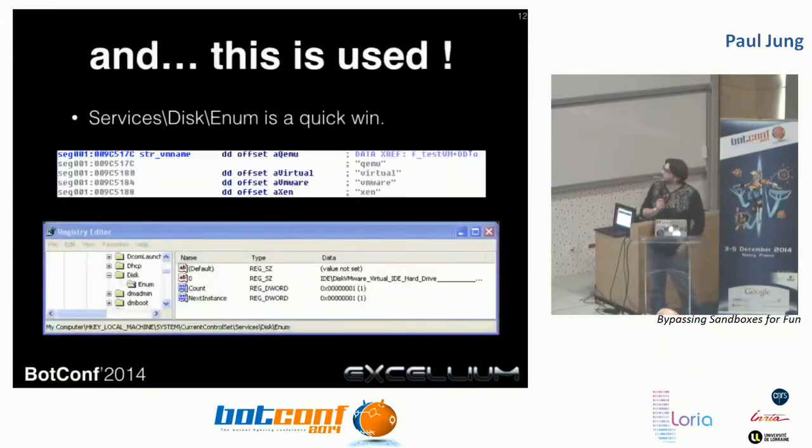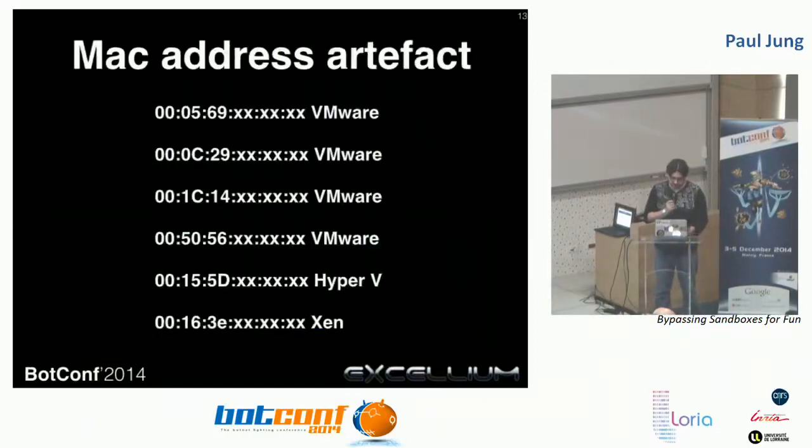And it is really used. That's an example. The malware just takes a look at the disk in the registry, and tries to see if it contains QEMU, virtual, VMware, and Xen. That's used. What is also done with virtualization: the MAC address of the virtual workstation is linked to the vendor. If you have VMware, you may have some well-known MAC addresses. For Hyper-V and for Xen, it's the same. So if you want to really be stealthy, you have to change the MAC address.